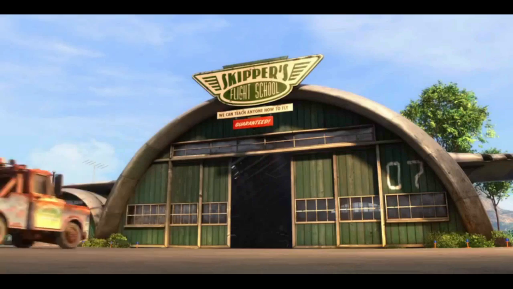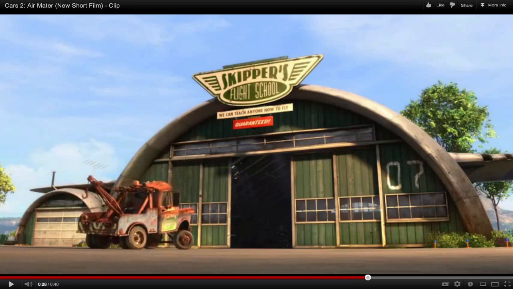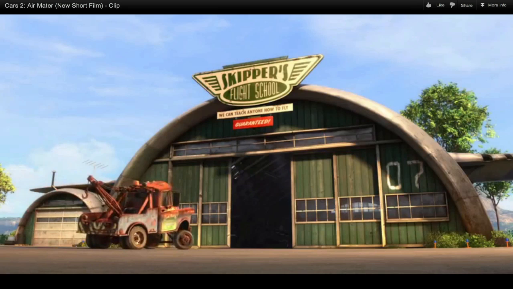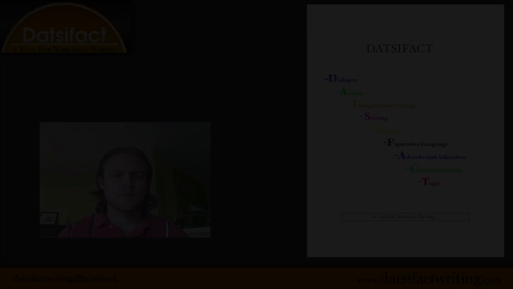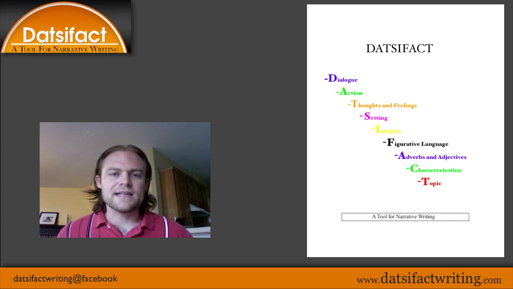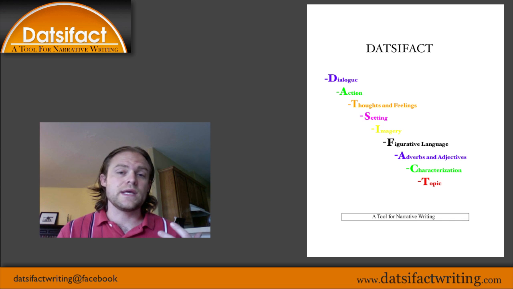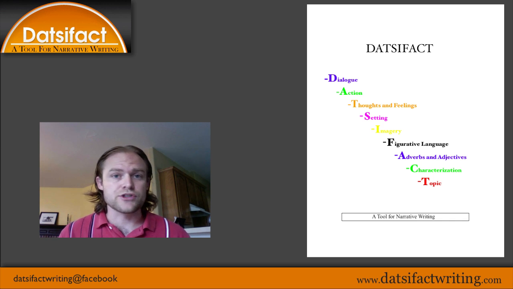The final part is setting also. Okay, Skipper's Flight School is a half circle in shape, kind of with a rounded roof. It's made of green metal. There's a sign in the center, sliding doors. It's got a large number 7 written on the side in white. And we're done. Okay. All right. I think that's it for the elements that we look for as we watch the video.